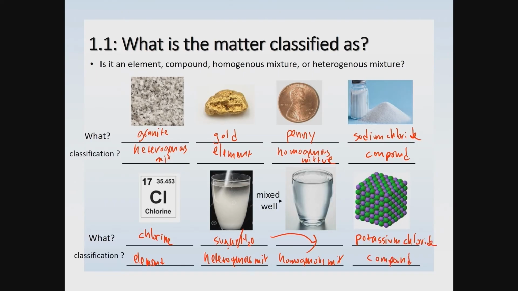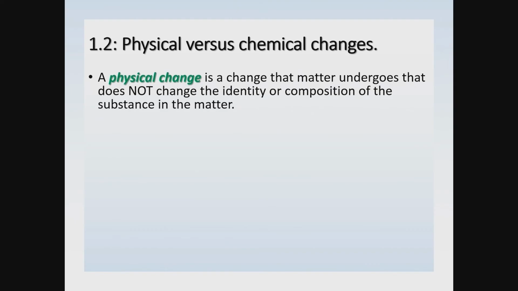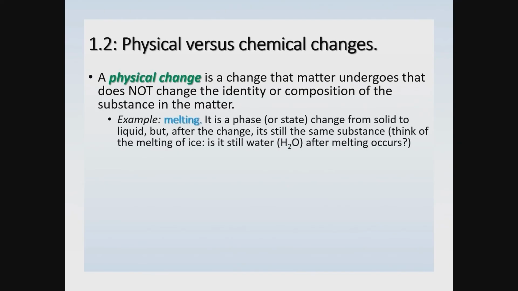Okay, moving on. So now I'm going to talk about a physical and chemical change. So a physical change is a change in the matter that does not change the identity or the composition of the substance in the matter. So let me give you some examples of a physical change. So one example of a physical change would be melting.